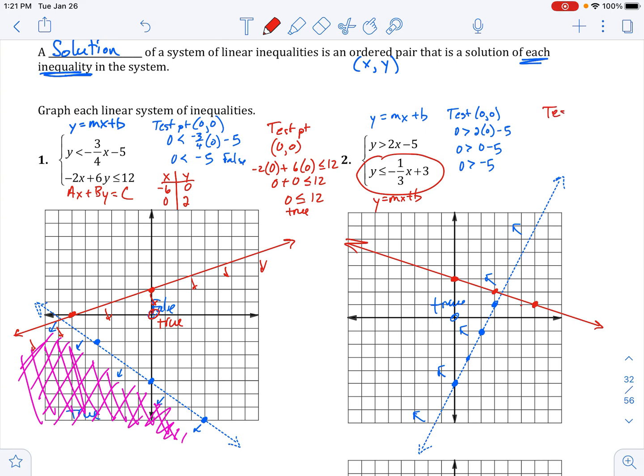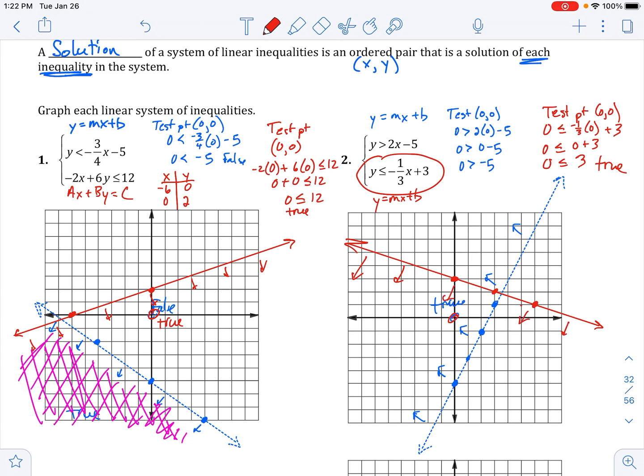I'm going to pick the test point for this line. Again, I'm going with 0, 0. We're going back to here. And I want to know, is 0 less than or equal to -1/3 times 0 plus 3? Is 0 less than or equal to 0 plus 3? Is 0 less than or equal to 3? Well, that is in fact true. So again, we're going to shade towards 0, 0 in this one.